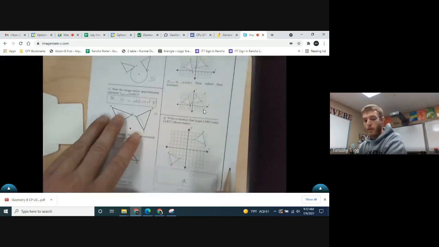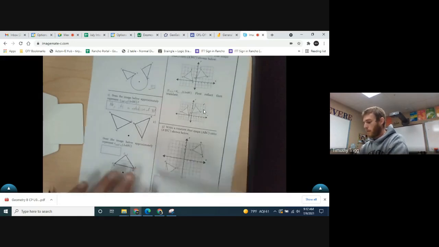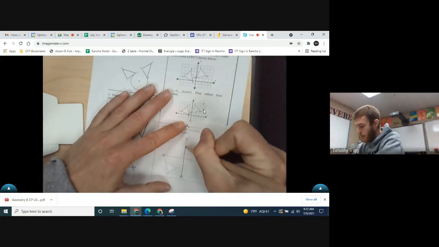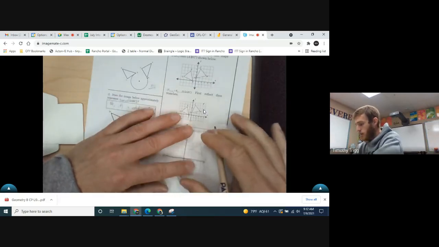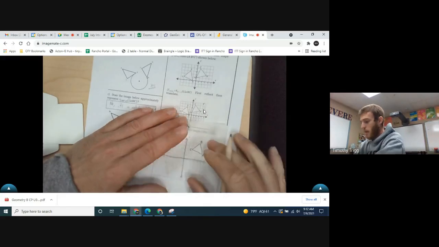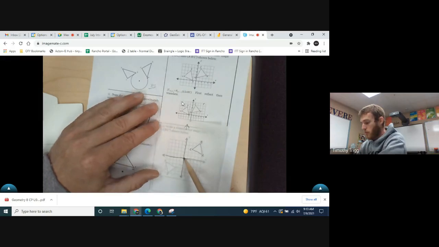Now let's do number 3 here. Okay, here they have a coordinate grid. Sometimes what I like to do with the coordinate grid, and this helps me out a bit, is I'll trace the X and Y axis also. So I'm going to trace the Y axis here and the X axis here. And then again, I trace the original, the pre-image, A, B, C. Now I'll put my pencil at the 0, 0. So that's what we're rotating around.